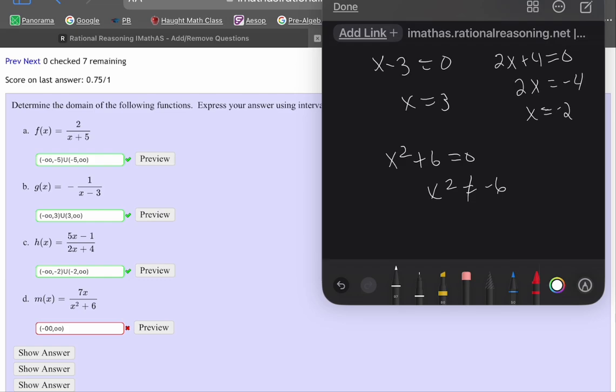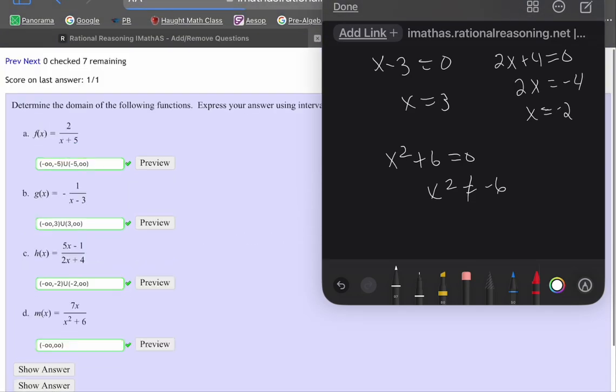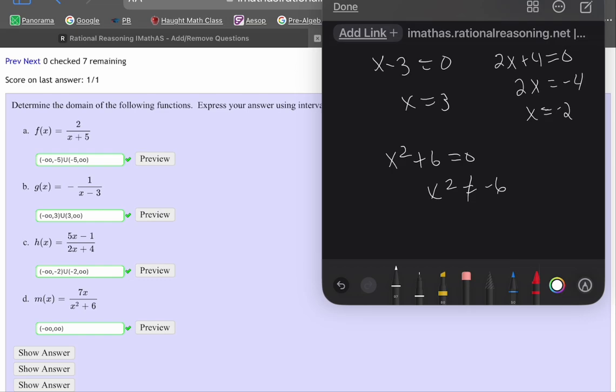Okay. So I'm sorry, they didn't like the way I typed negative infinity to positive infinity. Let's see if they like that now. There you go. So that is question number 4.